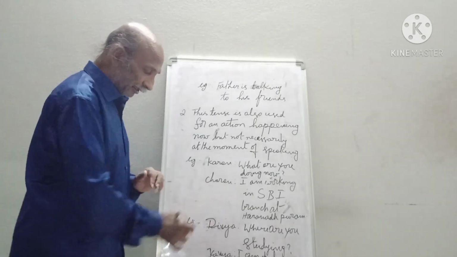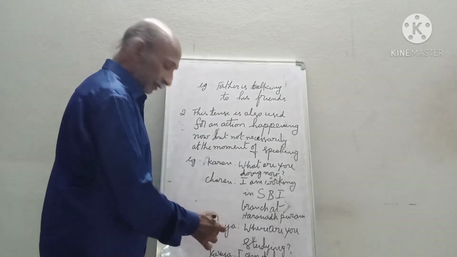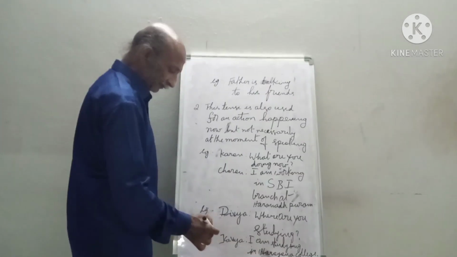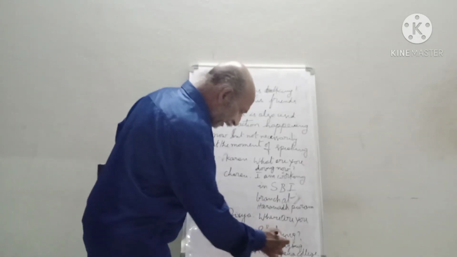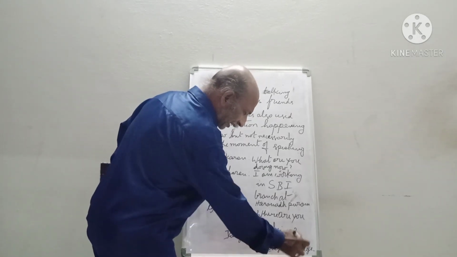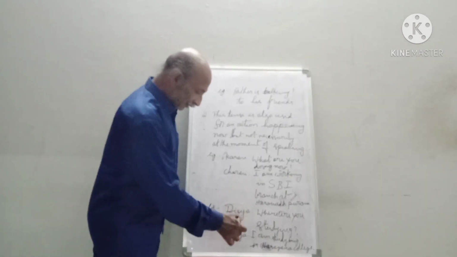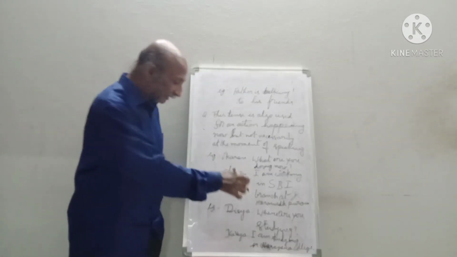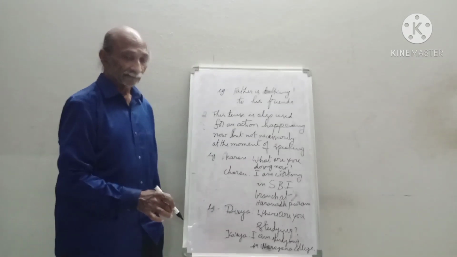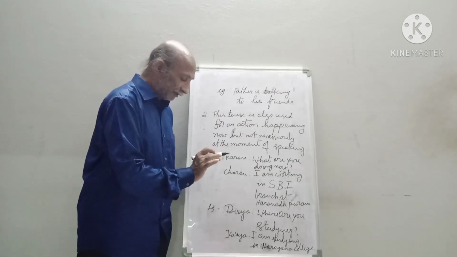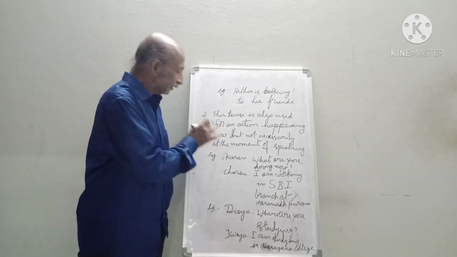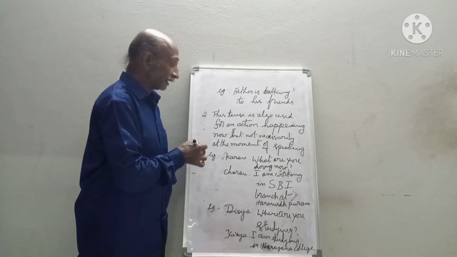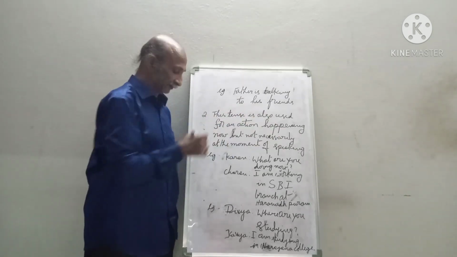Take a look at another example. Divya is asking Kavya, "Where are you studying?" Kavya replied, "I am studying in Narayana College." So when Kavya replied, it's not happening at that moment. It is happening every day, but at some time. So, this tense is also used for an action happening now, but not necessarily at the moment of speaking.